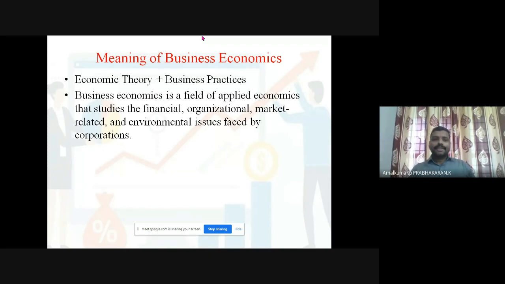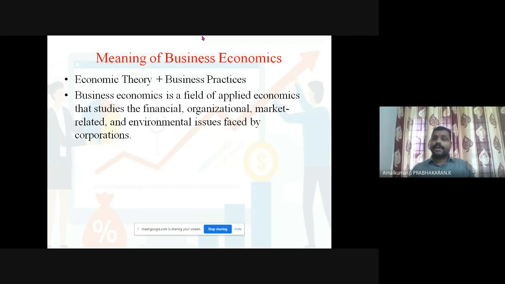So business economics is a field of applied economics. Applied means practically oriented economics. It is applied economics that studies the financial, the organizational, the market related, and environmental issues faced by corporations.